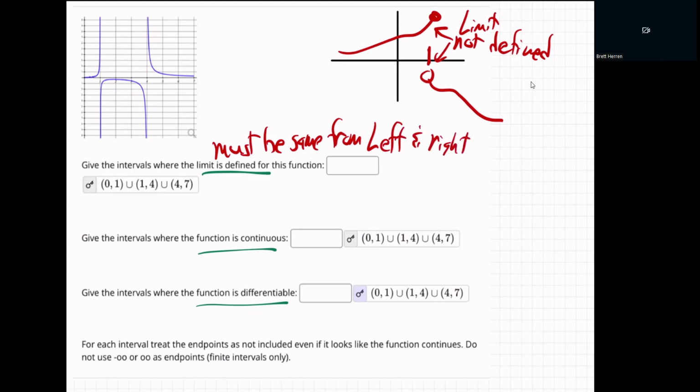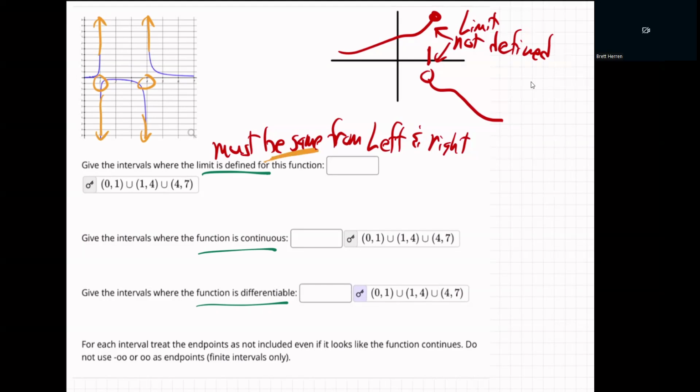for the limit to exist there. So we notice at one, on the left side it's going up to infinity. On the right side of one, it's going down. So that's different. So one is a no-go, and four is a no-go. It's going up to the right and down on the left side of four. That's not the same. It must be the same for the limit to be defined there. It's not. So at one and four, it's not defined.